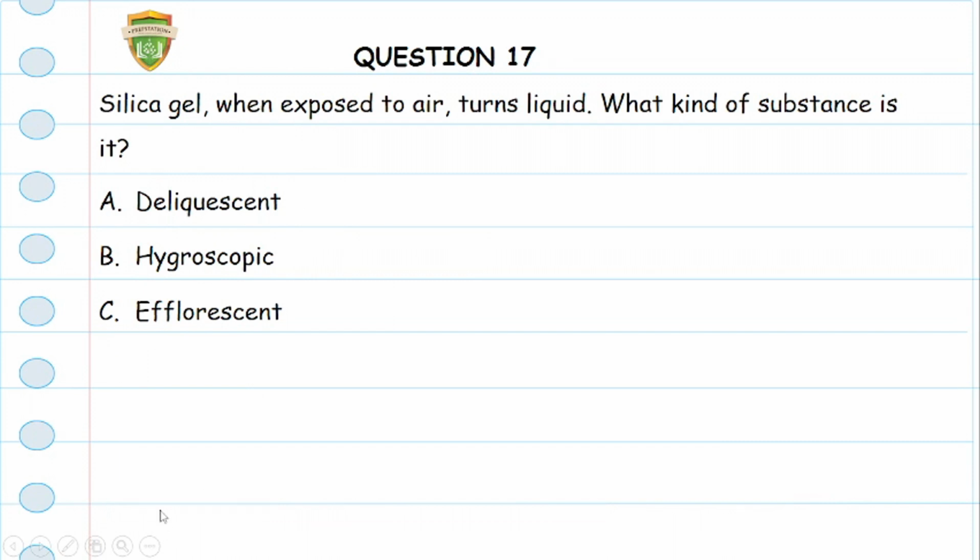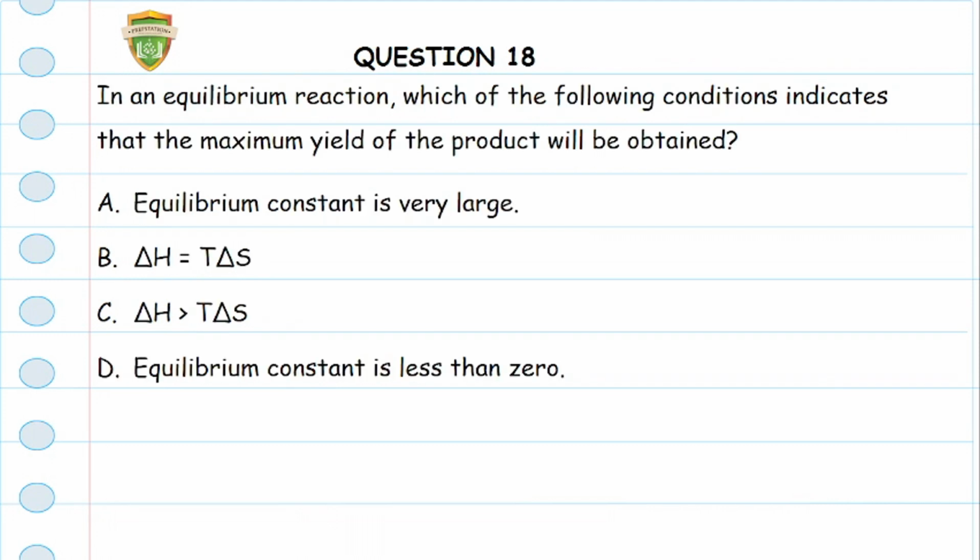Question 17. Silica gel, when exposed to air, turns liquid. What kind of substance is this? This is what we call a deliquescent substance. Deliquescent substances are substances that absorb moisture from the air, and then they turn to liquids. A hygroscopic substance, when it absorbs moisture, becomes wet or sticky. But efflorescent substances are substances that lose their water of crystallization. So that means our answer is option A, deliquescent.